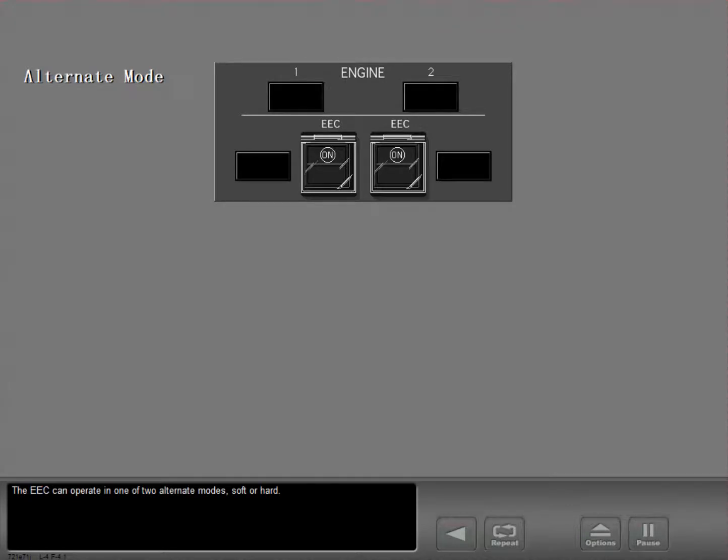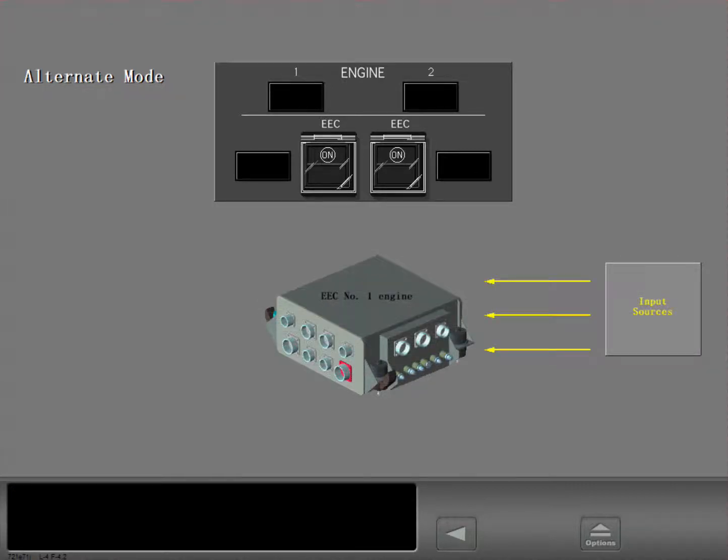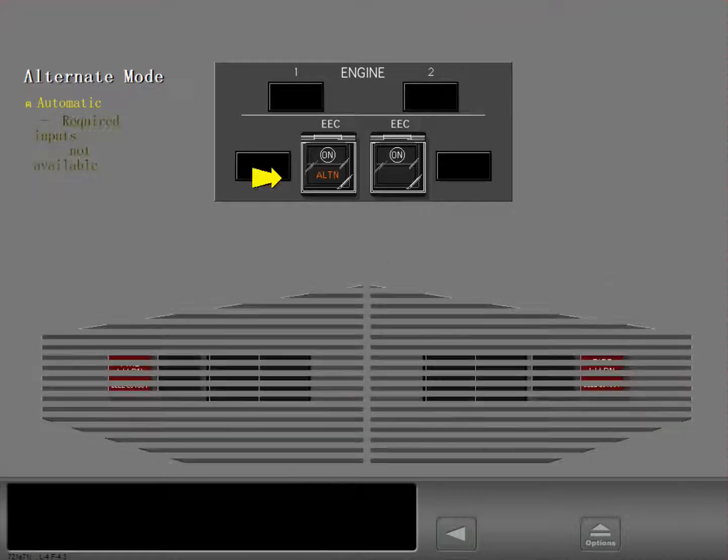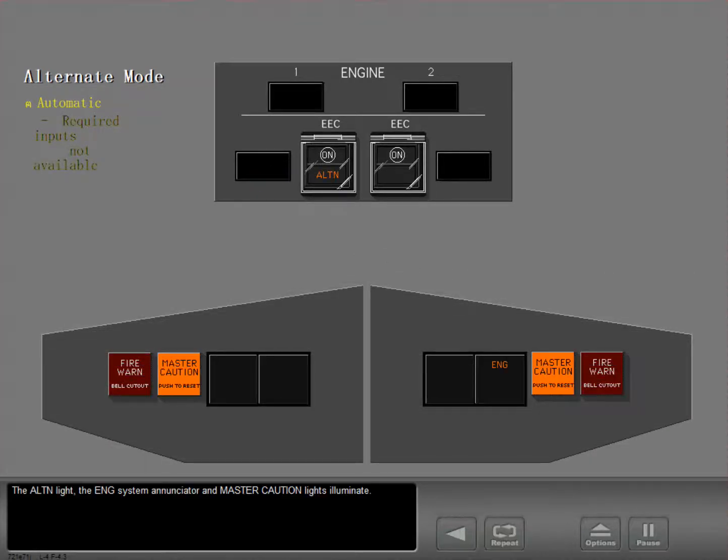The EEC can operate in one of two alternate modes, soft or hard. If the necessary normal mode inputs are not available to the EEC, the EEC changes to the soft alternate mode automatically. In this example, an input to the number 1 engine EEC is gone. The alternate light, the engine system annunciator, and master caution lights illuminate.